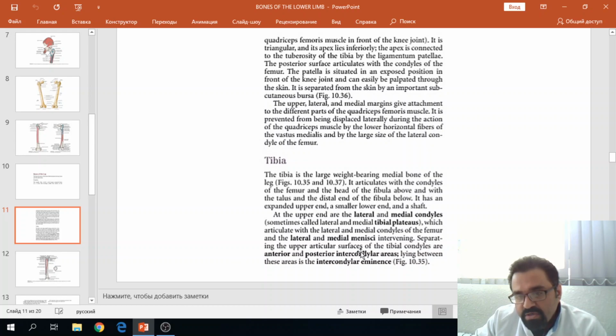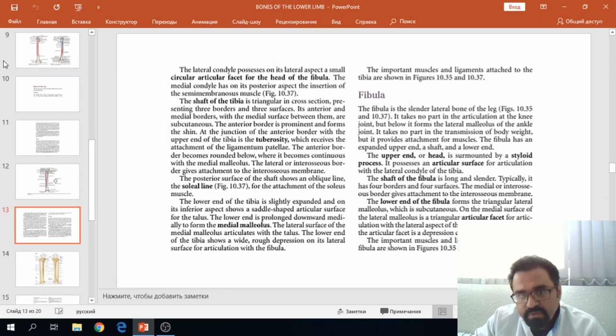Separating the upper articular surfaces of the tibial condyles are the anterior and posterior intercondylar areas. Lying between these areas is the intercondylar eminence. The lateral condyle possesses on its lateral aspect a small circular articular facet for the head of the fibula. The medial condyle has on its posterior aspect the insertion of the semimembranosus muscle.